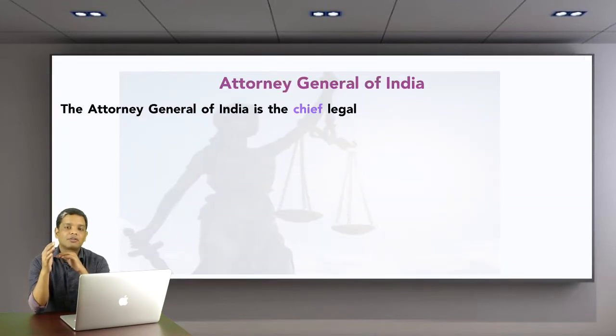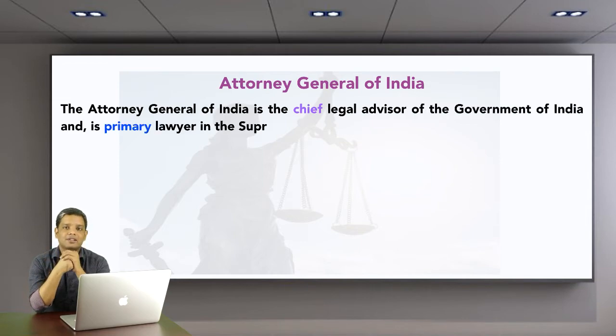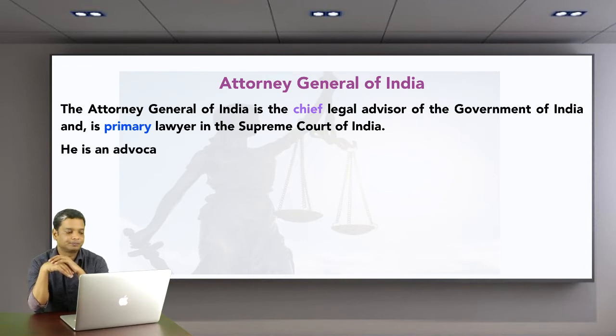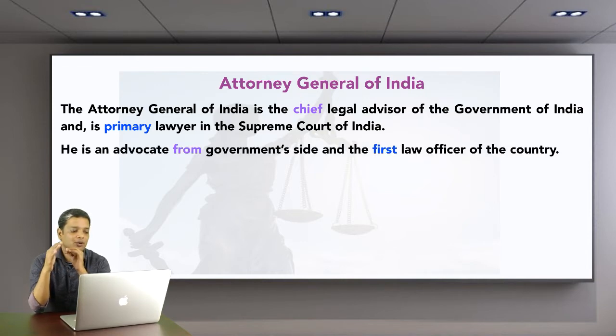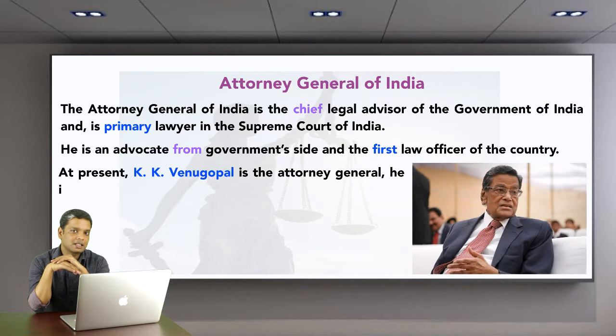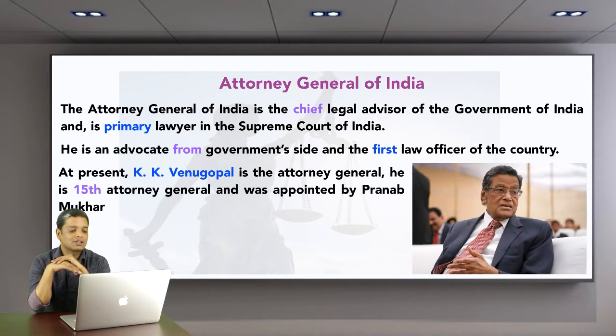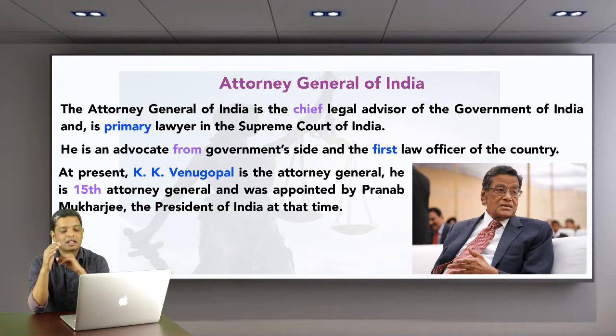The Attorney General of India is the chief legal advisor of the Government of India and is the primary lawyer in the Supreme Court of India. He is an advocate from the government's side and the first law officer of the country. At present, K.K. Venugopal is the Attorney General. He is the 15th Attorney General and was appointed by Pranab Mukherjee, the President of India at that time.